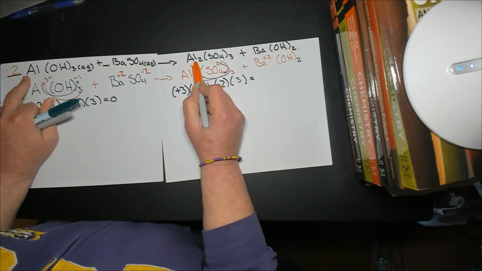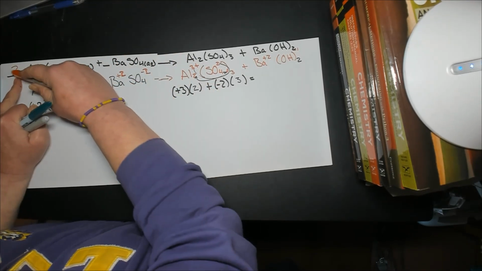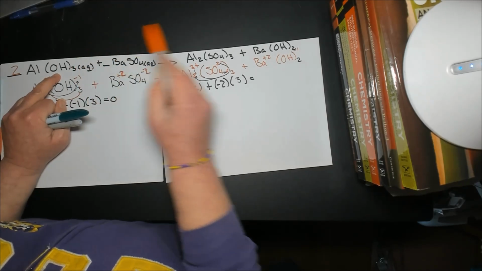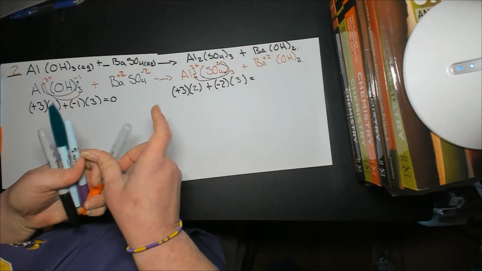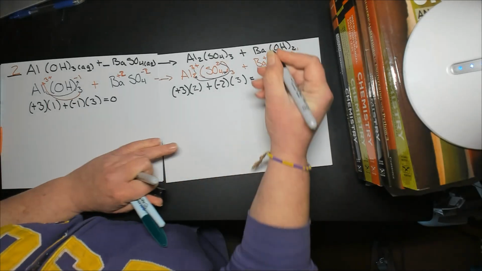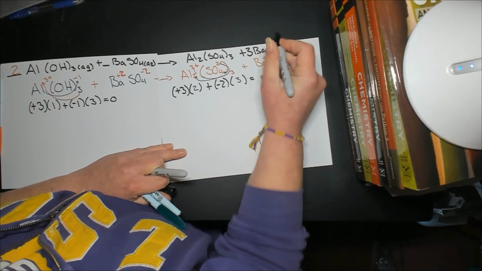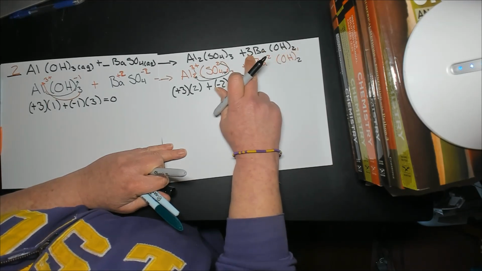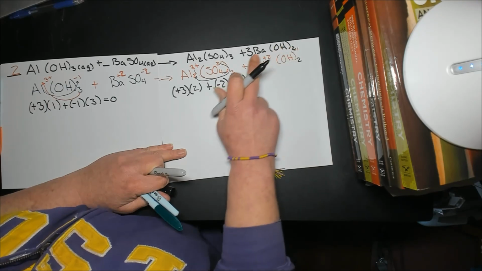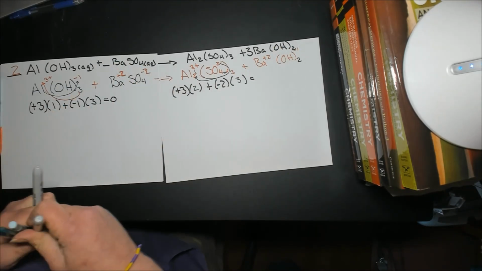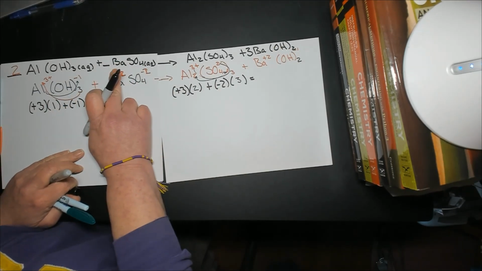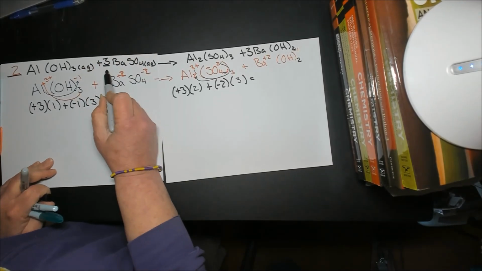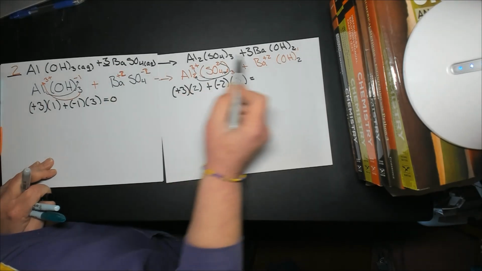So now I have 2 aluminums, 2 aluminums. I have 2 times 3 hydroxides, so I have 6 hydroxides, and on this side I only have 2. So that tells me that I have to have 3 in front of here to give me my 6 hydroxides. So now I have 3 bariums and 6 hydroxides. I come over to this side, and I have just 1 here, so I have to have at least 3 here. So that gives me 3 bariums here, 3 bariums here.